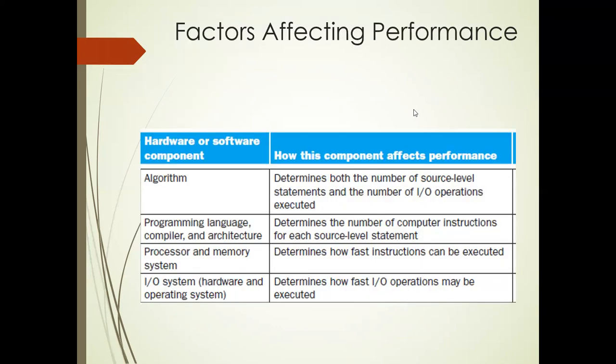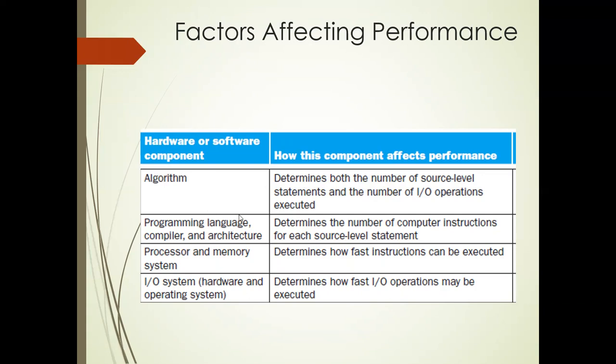Now, when it comes to the performance, there are different ways to increase the performance in computer architecture. You can increase the performance by fine-tuning the algorithm, which means we should emphasize optimizing the algorithm by reducing, for example, the computational load of the algorithm, by having less and less memory storage. And this will determine both the number of source level statements and the number of IO operations.